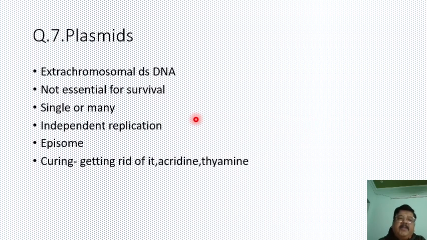It's not essential for survival, and it may be single or many, with independent replication. Episome: it may get attached to the genome of the bacteria, or it may get detached from the genome of the bacteria. Then there is a procedure known as curing, getting rid of it. If you treat with acridine or thymine, the plasmids are removed from the bacteria. So that is called curing.